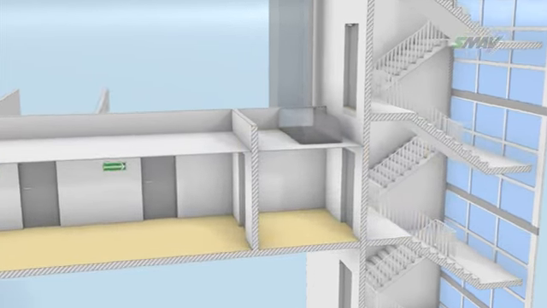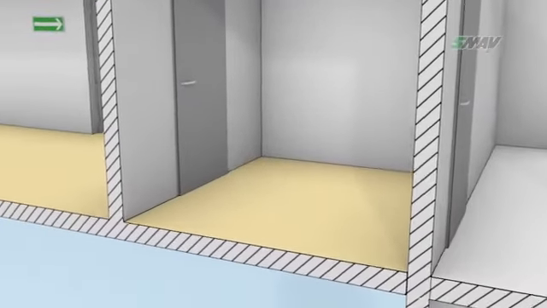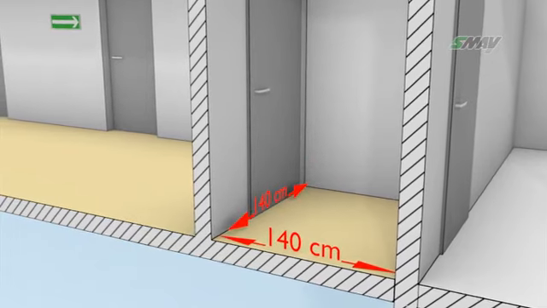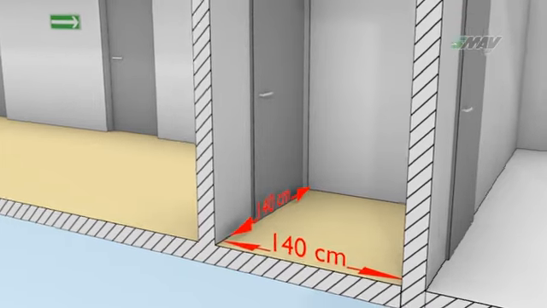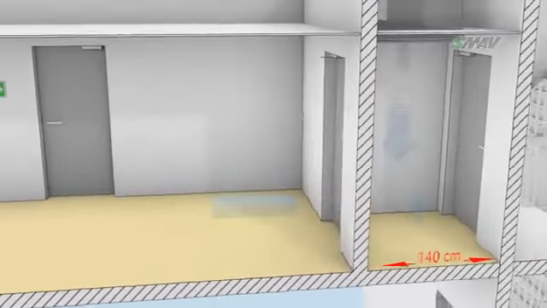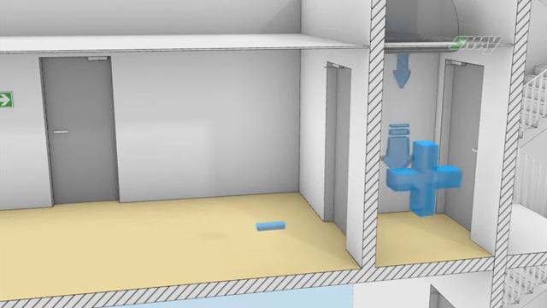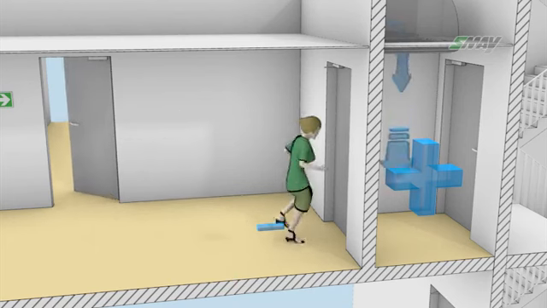However, in practice, investors wishing to maximize the usable area of the premises decide to reduce the lobby. This means that there isn't sufficient space to install the air transfer dampers with appropriate dimensions. In such a situation, the supply of a large amount of air to the lobby will cause an excessive increase in pressure, making it impossible to open the doors and evacuate safely.